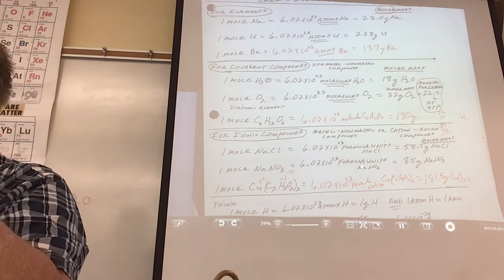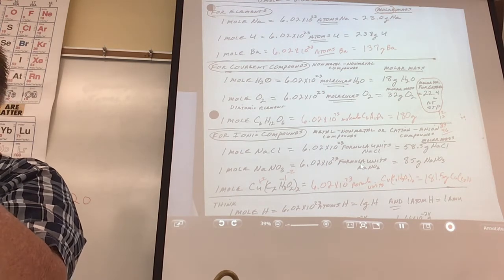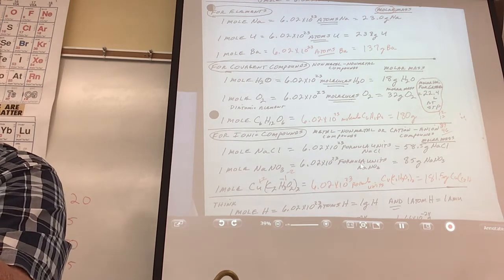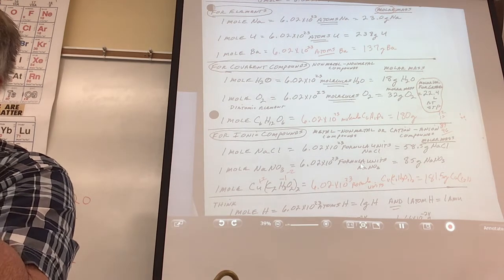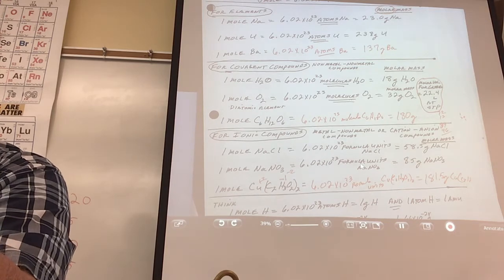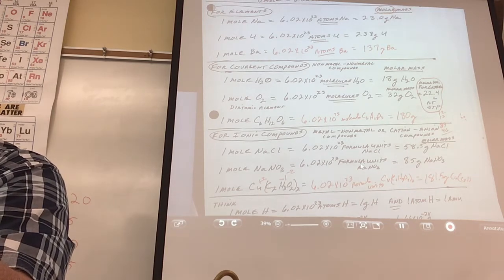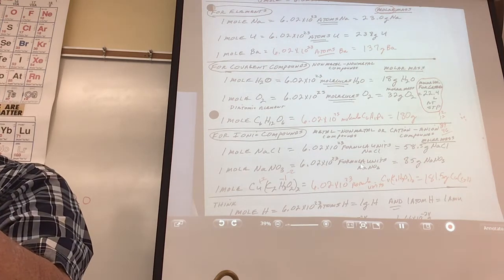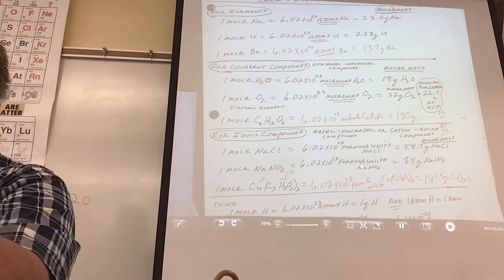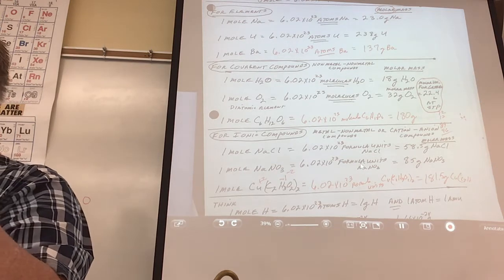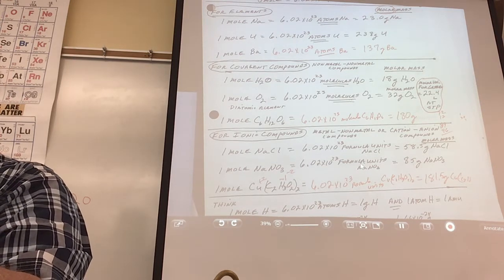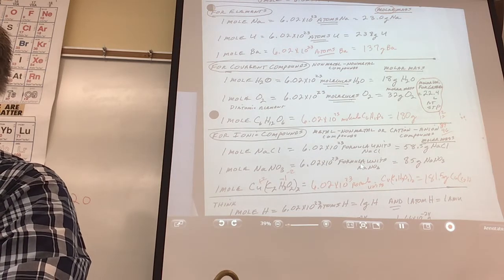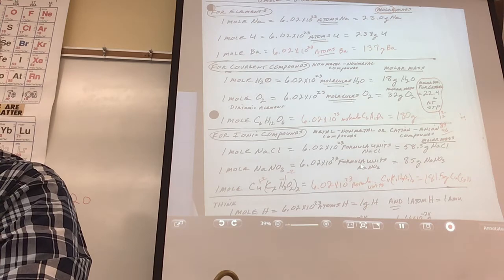And they came up with an idea. Avogadro said equal volumes of gases at the same temperature and pressure have the same number of particles. That means if you had a box and you put helium in it, and it filled this box, at the same temperature and pressure, and you could count the particles, and then put another gas in there and count the particles, they would have the same number of particles.